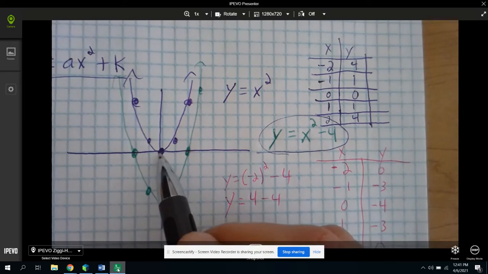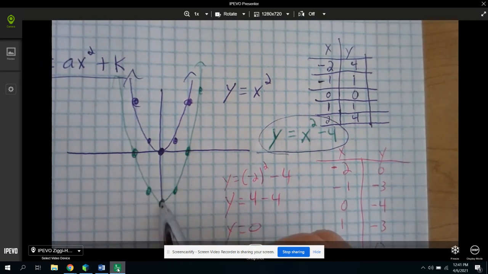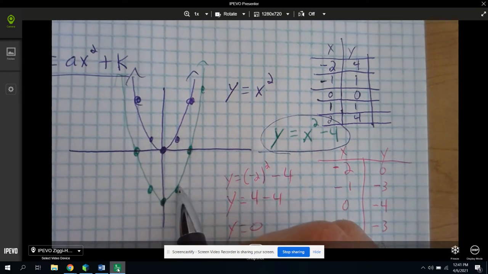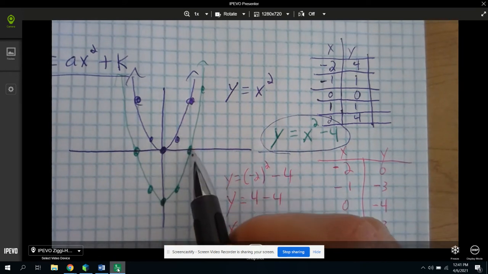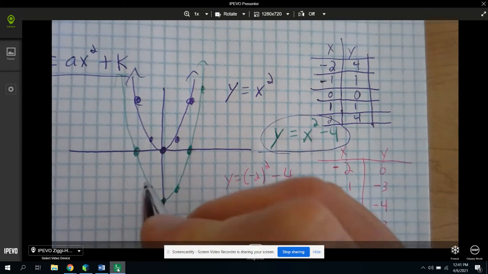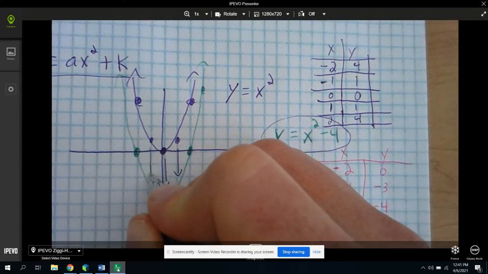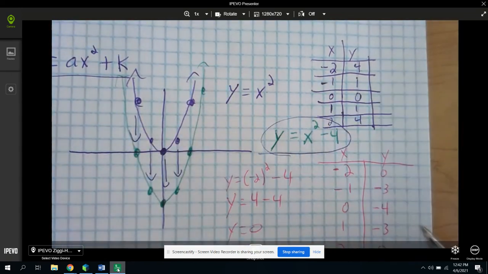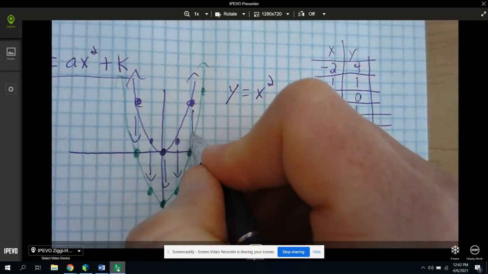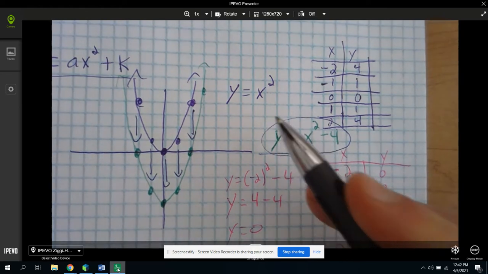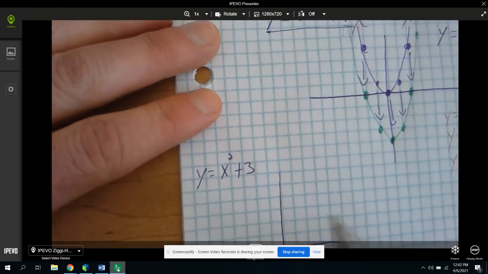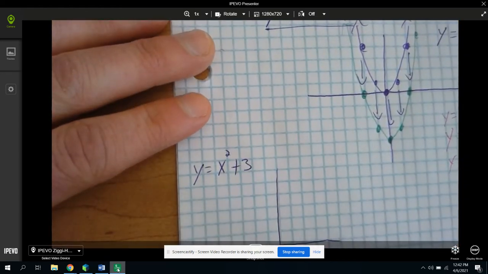My new -1 is at -3. My new 0 is down here at -4. My new 1 is down here at -3. My new 2 is here at 0. So what this does is it just moves everything down 4 spaces. Every point gets moved down 4. So what do you think is going to happen with y equals x squared plus 3?